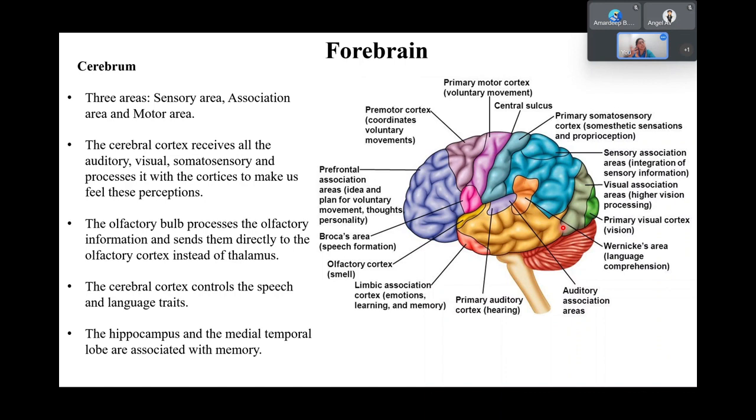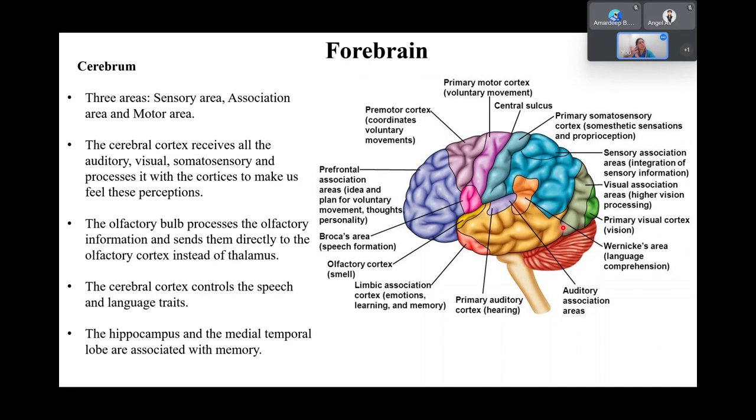So moving on from the cerebrum, the next part is the diencephalon. The diencephalon is somewhere here. If this is the cerebrum, this part is the diencephalon, and it connects the brainstem and the cerebrum. And again, it also acts as a relay and processing center for the sensory and autonomic information.